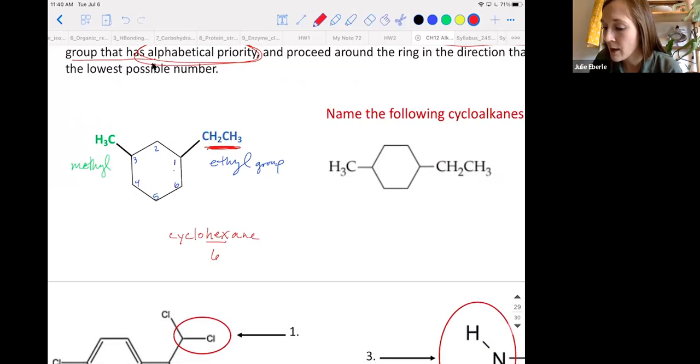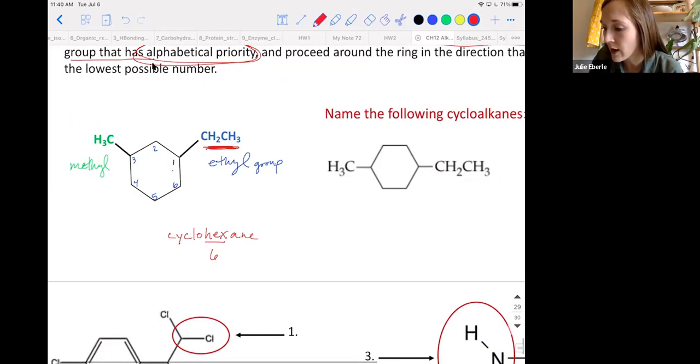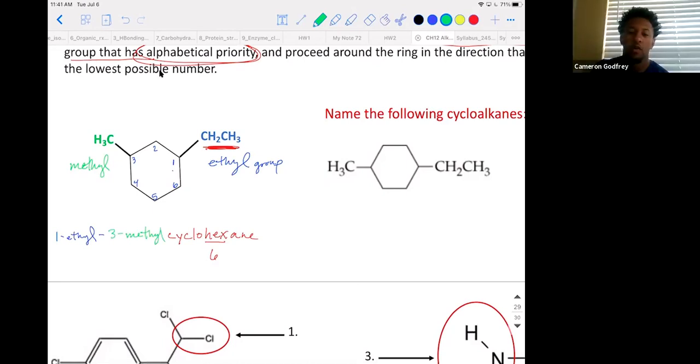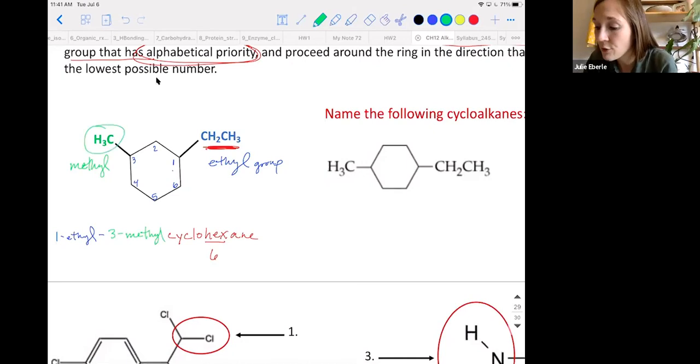So cyclohexane. If we're going to number this now and put all the substituent info in front, what we'd have is 1-ethyl, then a dash, and 3-methyl. So 1-ethyl-3-methyl cyclohexane. Why did you go counterclockwise again? Because I wanted to give this methyl group the lowest number possible. If I counted in a clockwise manner, this would have a 5 on it instead of a 3. And we want to give it the lowest number possible, Cameron.